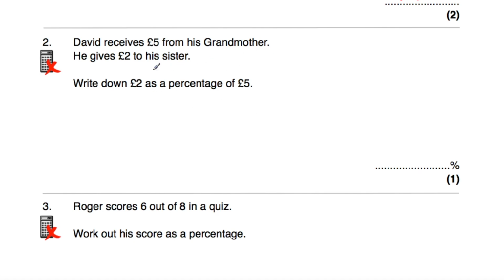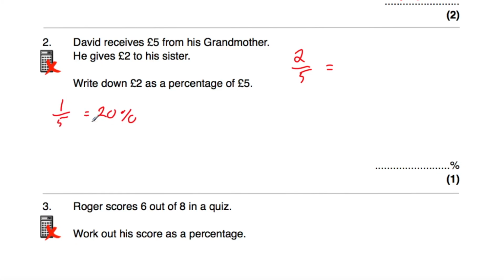Now, if I was given a question like this, the first thing I would do is write it as a fraction. So it's 2 out of 5, so 2/5. That means that David gives 2/5 of his money to his sister. Now we need to write 2/5 as a percentage. This is a non-calculator question, and actually a fraction like 2/5 you should really know off by heart. You should know that 1/5 is equal to 20%.